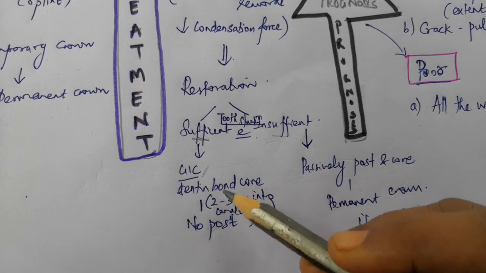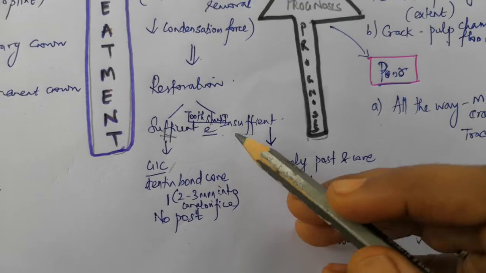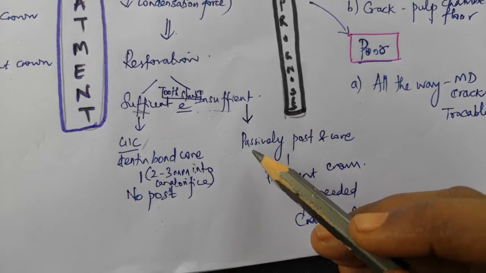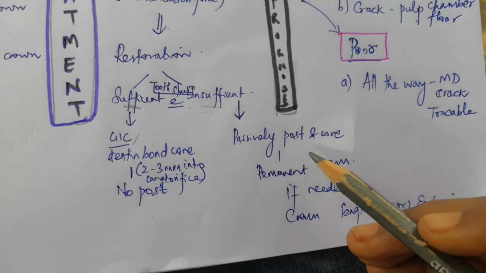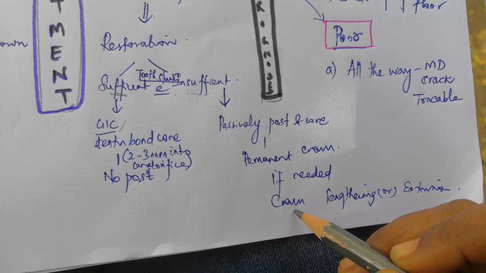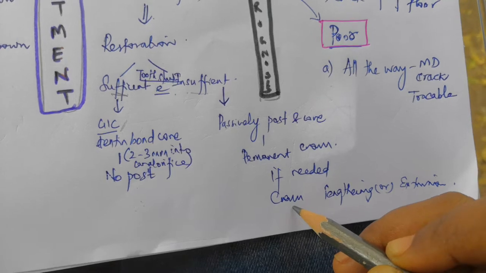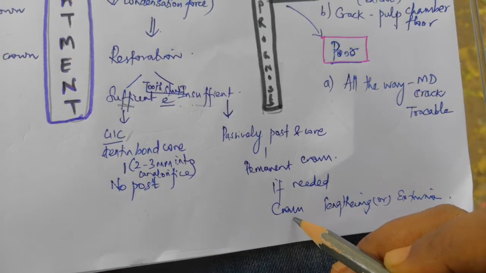The material can be extended 2 to 3 mm into the orifice to strengthen the structure. And if there is insufficient tooth structure, you have to passively place the post and core with the permanent crown. And if needed, you may need a crown extrusion, or you may need a crown lengthening procedure also.